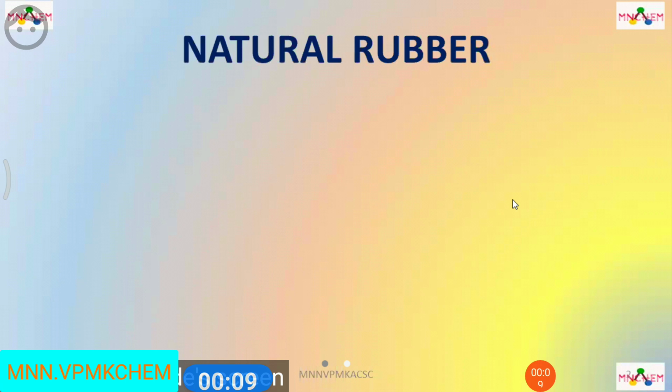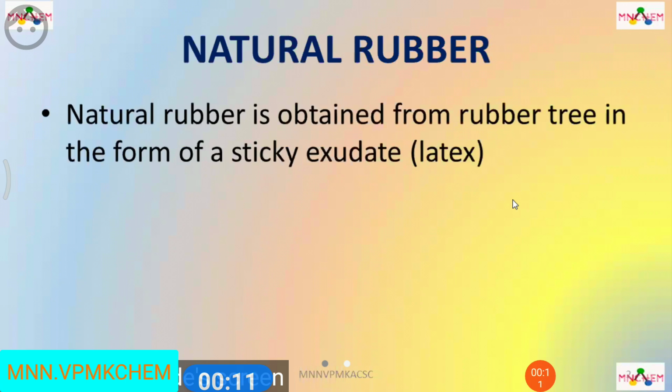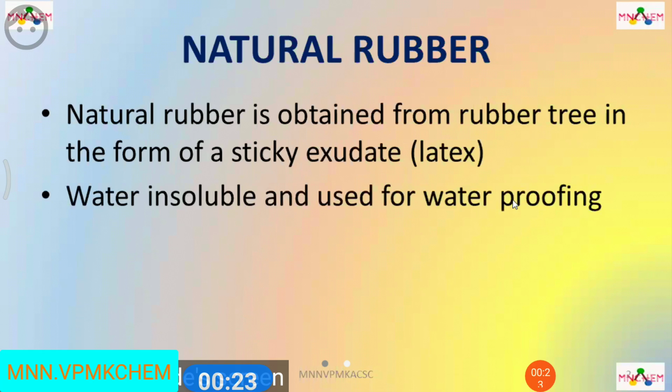Natural rubber first. What is it? It is obtained in the form of a latex, that is a sticky exudate from the rubber tree, and that is collected in a pot. This word is very important when we call it natural rubber. The basic property of rubber is that it is water insoluble, and hence most of the time it was used for waterproofing in the earlier stages.